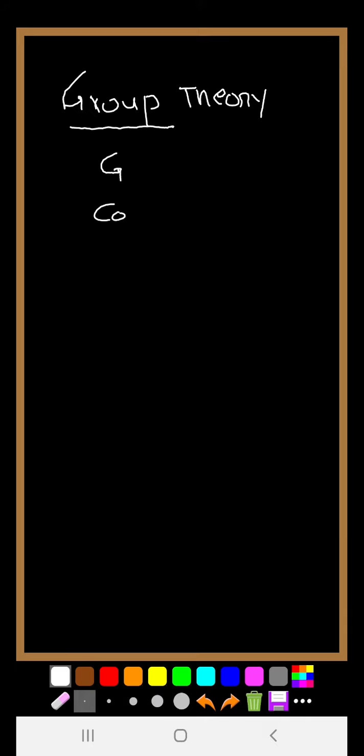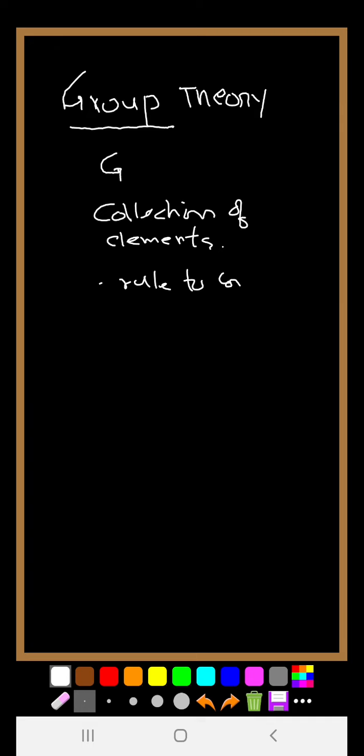So it's a collection of elements. That's the first thing. The second thing is that there's a rule to combine any two elements, and this process of combination is called group operation.